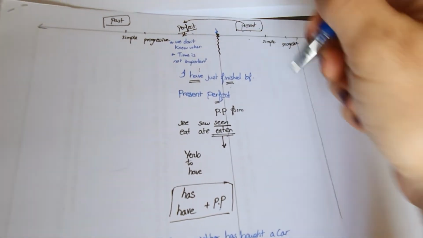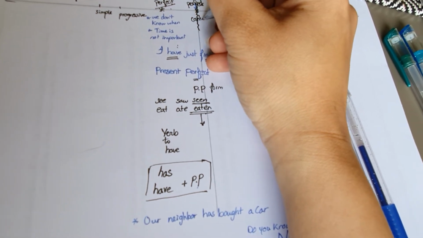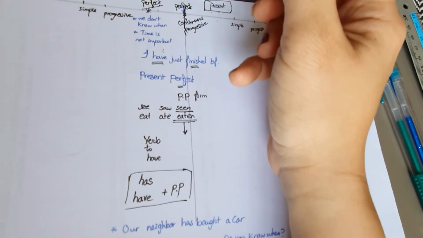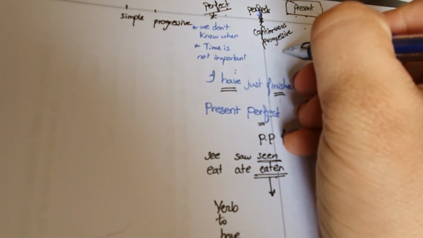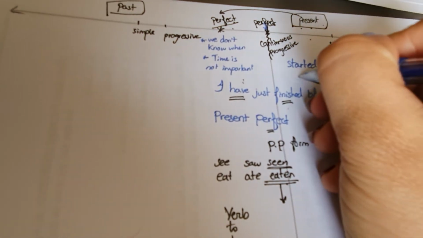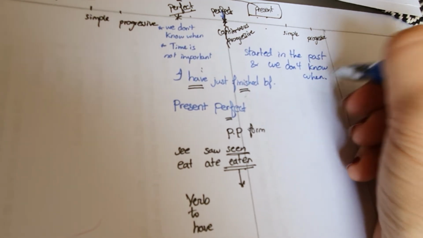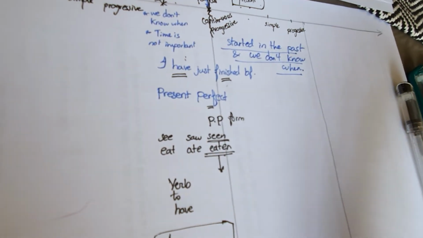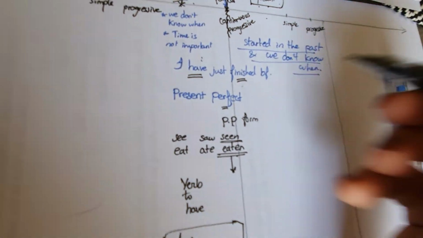Let's take with it the present perfect continuous or progressive. Present perfect progressive. An action started in the past and we don't know when. Action started in the past and we don't know when. Maybe it is still happening. Maybe. The progressive, because we said present, here is it. Here is the tense name.